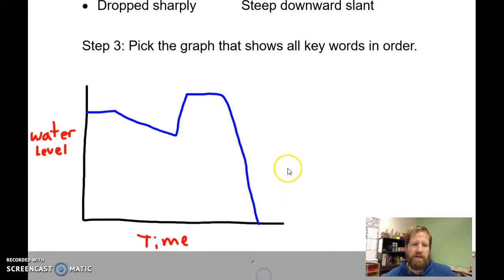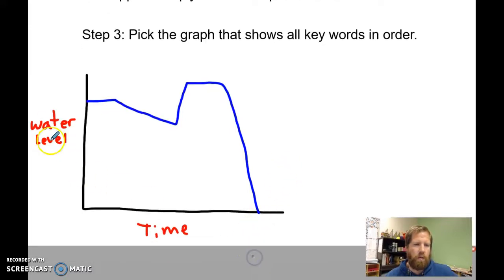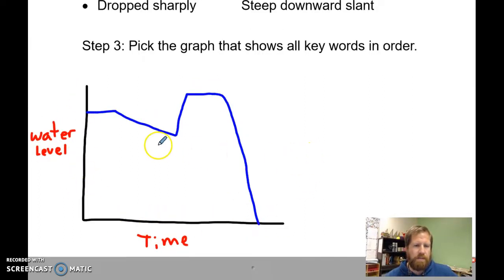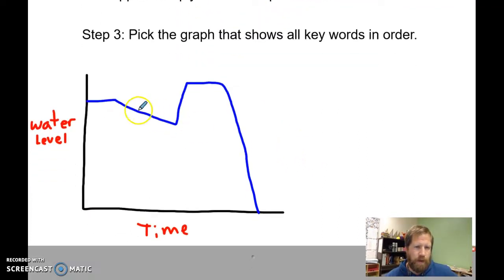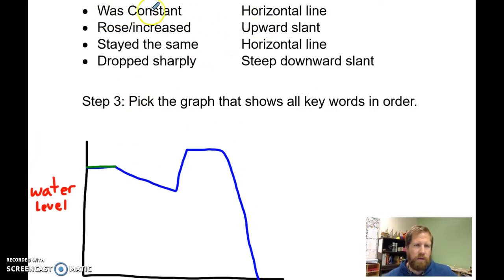So if this is the graph I'm looking at, it's got water level for the y-axis, time for the x-axis, okay? I'm going to be looking for, or using, these keywords, all right? So I'm going to start off, and this looks like a constant, right? It stays flat here. So that looks like it was constant, or it stayed the same.